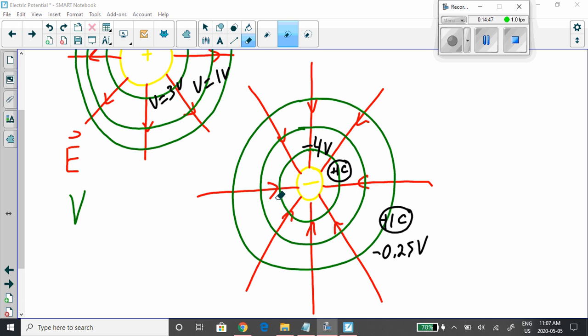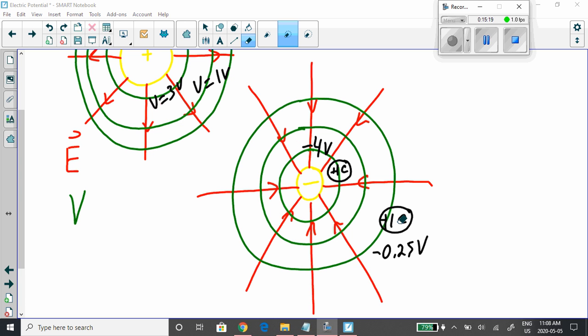Right here. If I start from anywhere on this circle and I take a positive 1 coulomb test charge and I bring it to infinity, I would have done 4 joules worth of work. So that's my negative 4 volt line. It's negative 4 volts because I'm bringing it to infinity. All right? If I were to release it, start from infinity and bring it to there, I'd actually be doing negative work because I'm moving along with the attraction. So this would be my negative 4 volt line.